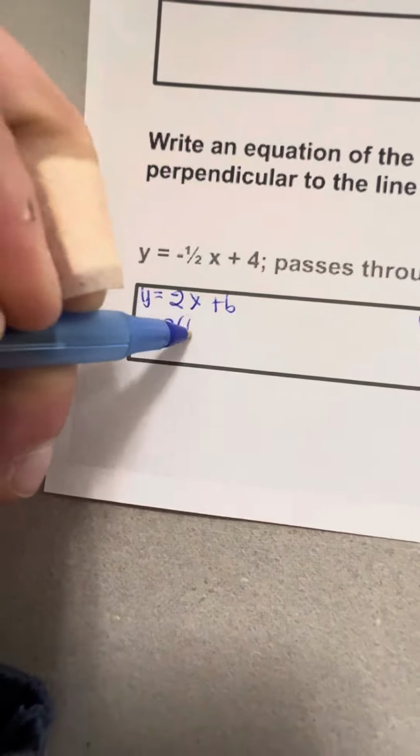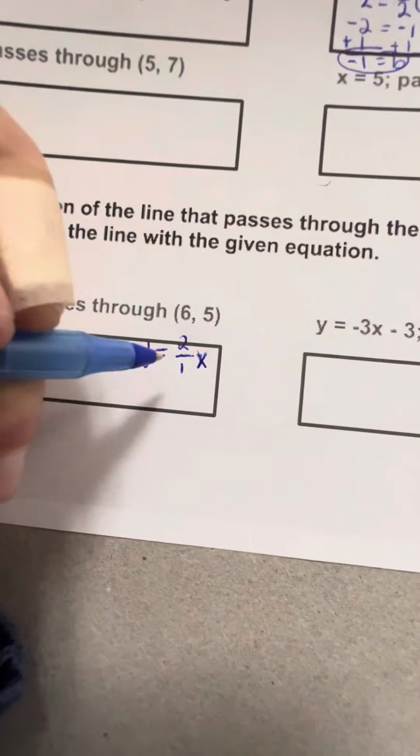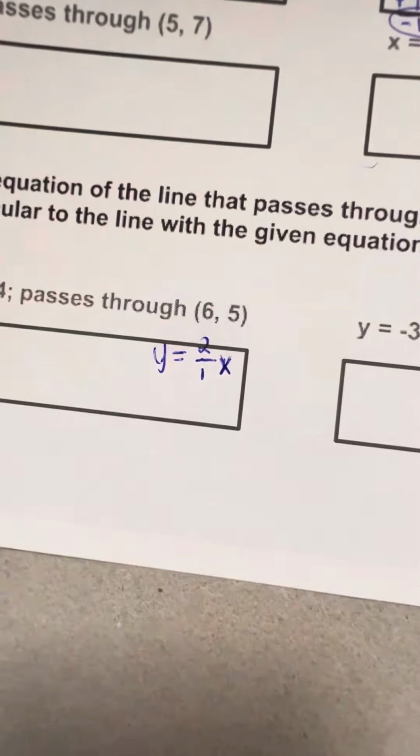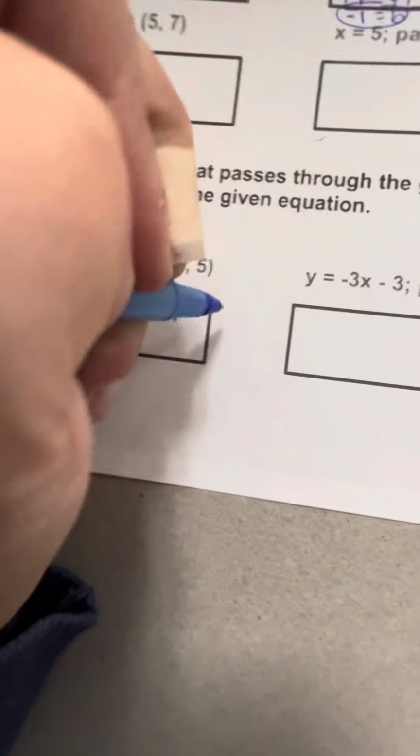And that is going to help me to be able to figure out what the b value is in my new equation. 6 times 2 is 12. 12 plus b is equal to 5. Subtract 12 on both sides, and you'll end up with a -7 for your b. So my equation would be y equals 2x, or 2/1x, and then we have that -7 for the equation.